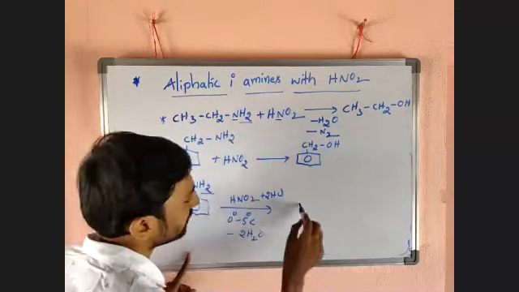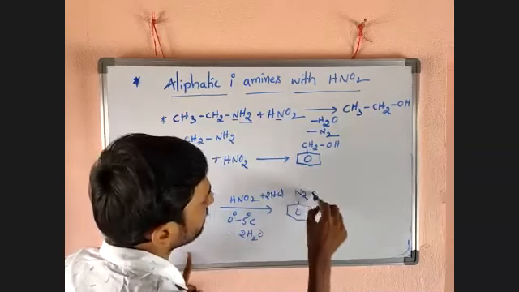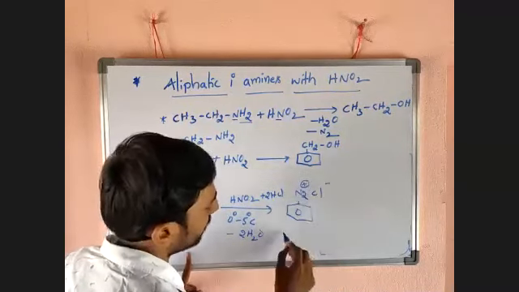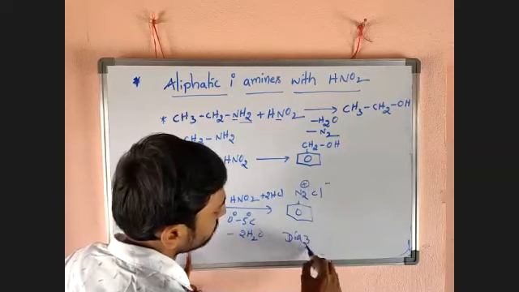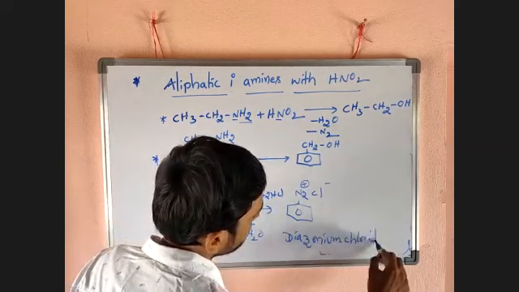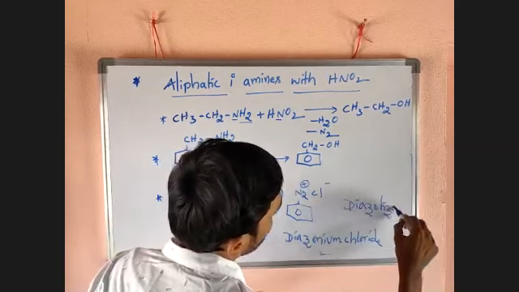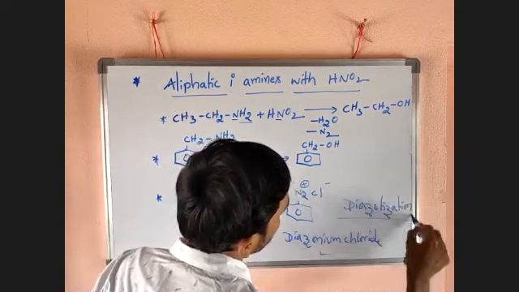N and N remain. Here we will get N2. Cl is there, so we will get diazonium chloride. This is called diazotization. Diazotization we already discussed.